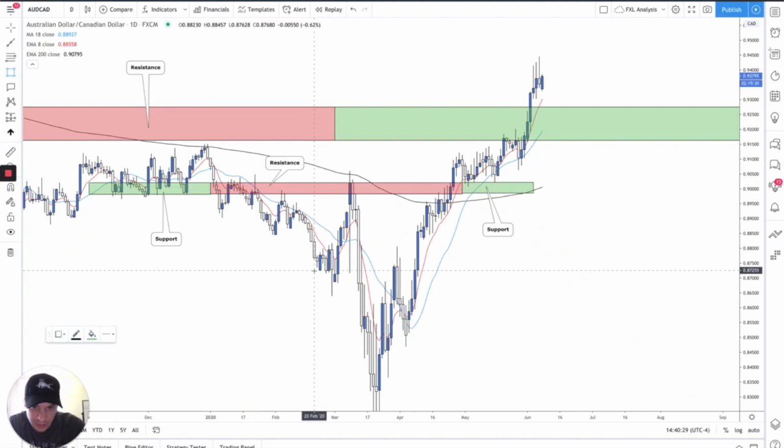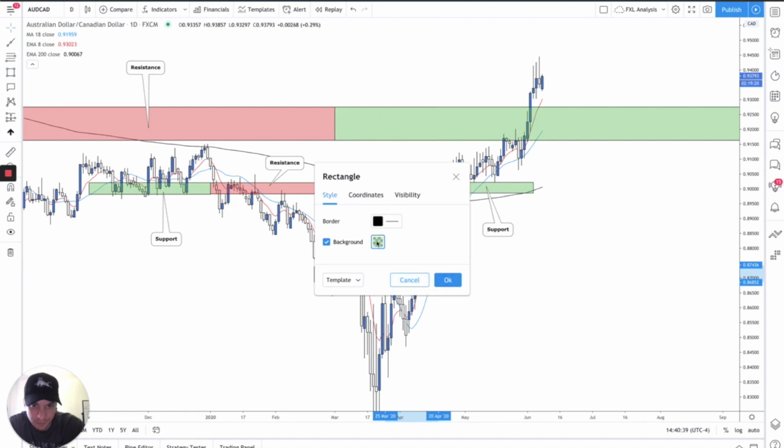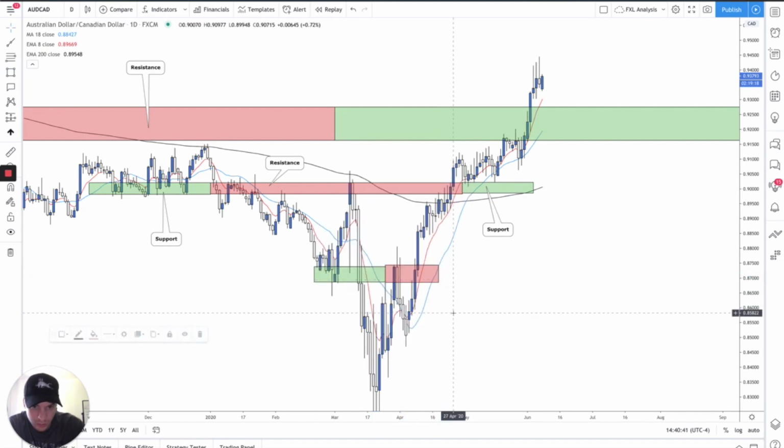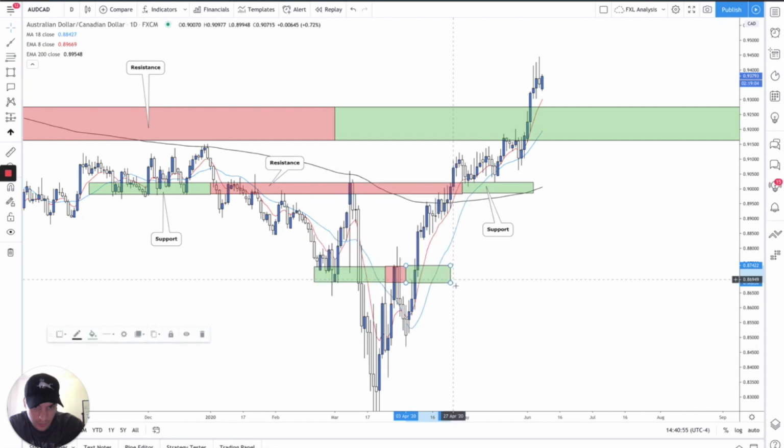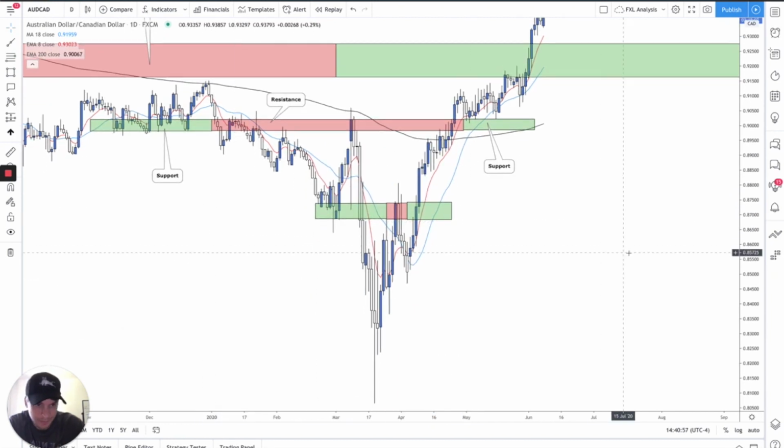Let's see, this was daily support right here, and then it turned into resistance once price action came up and tested it. Just go ahead and label that. And then it actually became support again once price action broke that level. So let's label that as well. And there we go. Okay, so let's explain this one a little bit.